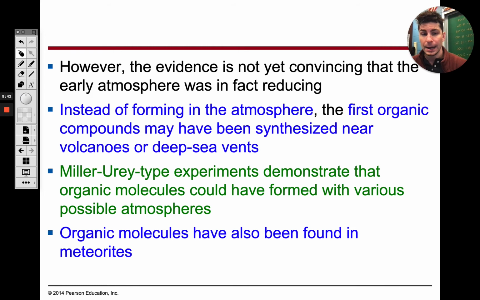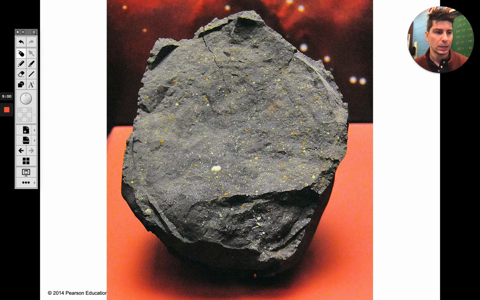So is it correct? Probably. This is the best theory we have today on how amino acids and some of our other macromolecules, all these different organic compounds, came to be. So this is what we think happened in order for these organic molecules to form.